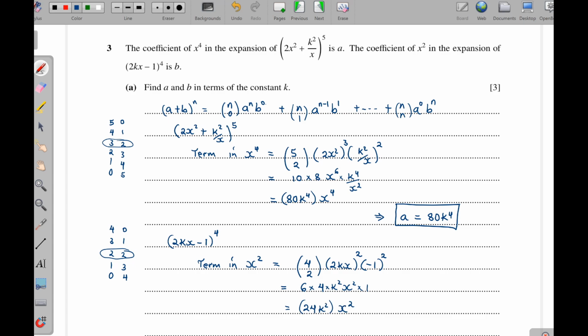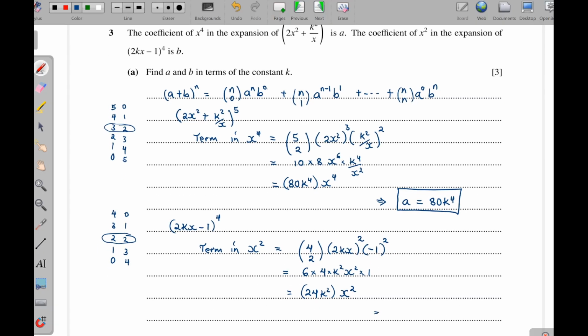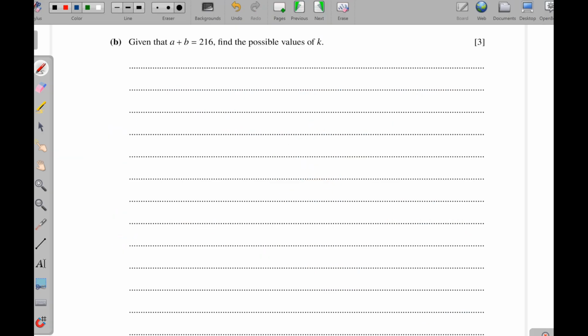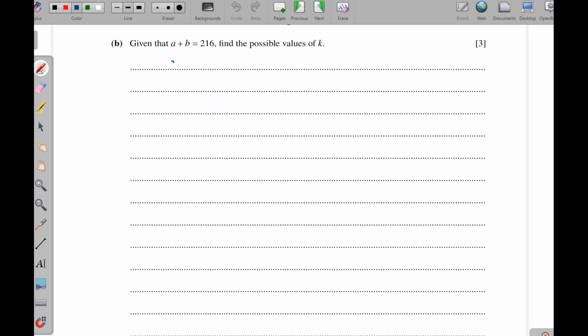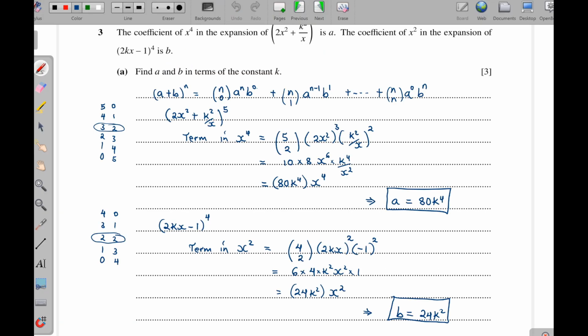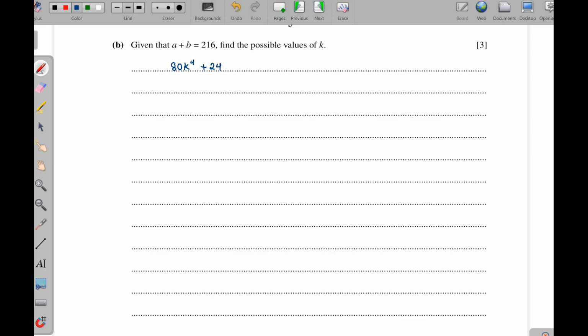X squared. So meaning, right from what we are given, b is equal to this 24k squared, because they said that b is the coefficient of x squared. So that is that. Then part B, given that a plus b is equal to 216, find the possible values of k. What is our a? Our a, we got 80k power 4. So 80k power 4, then plus our b is 24k squared, and this one is equal to 216.